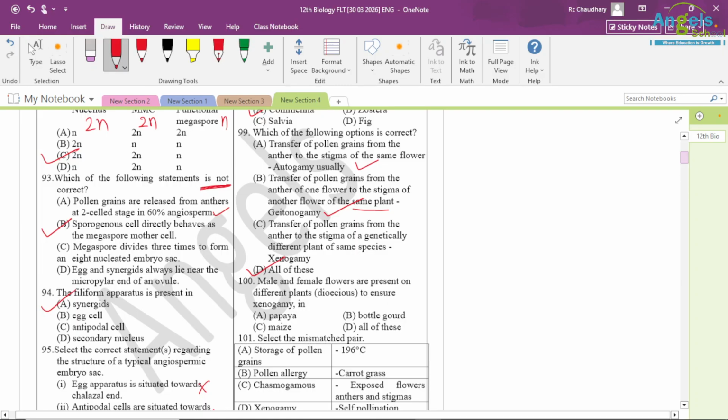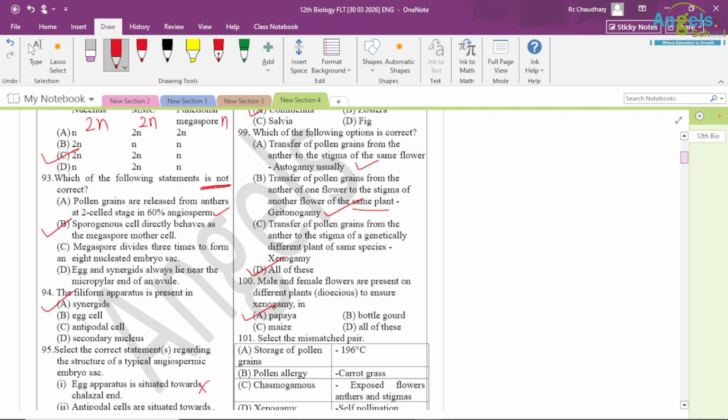Male and female flowers are present on different plants, dioecious, to ensure xenogamy in. So in papaya plant, male and female are both on different plants and they ensure xenogamy.